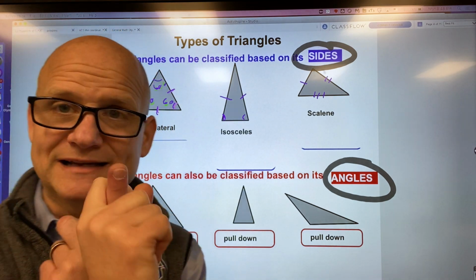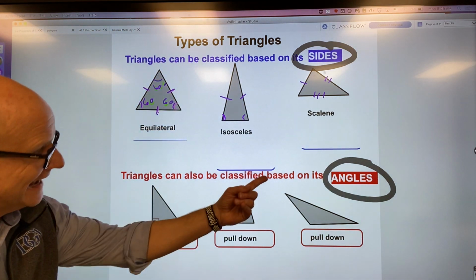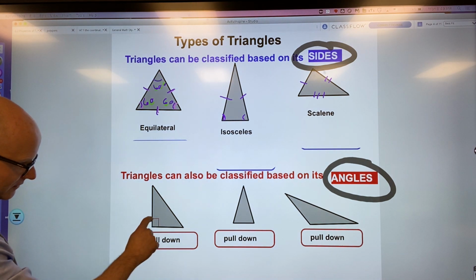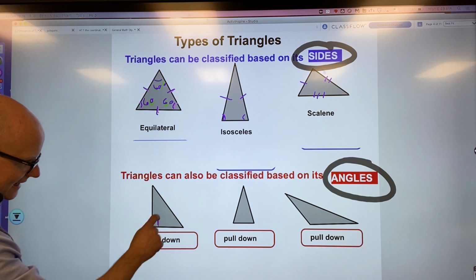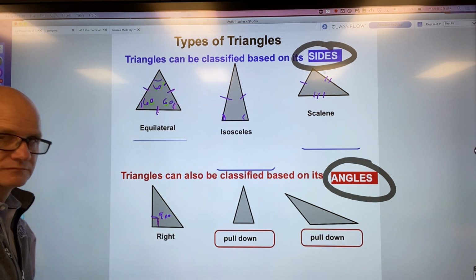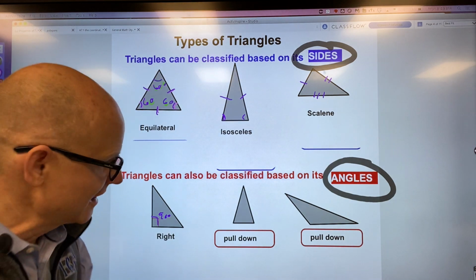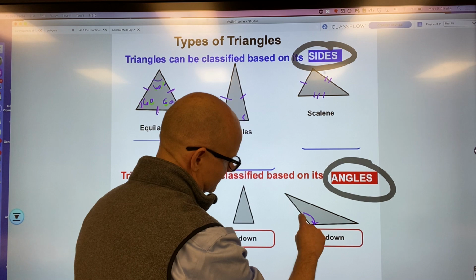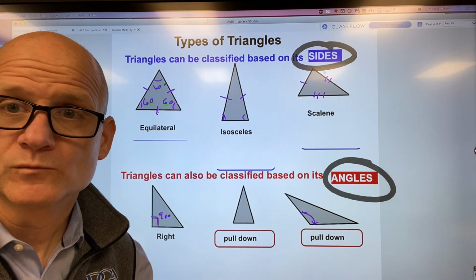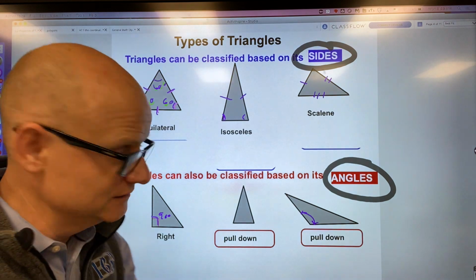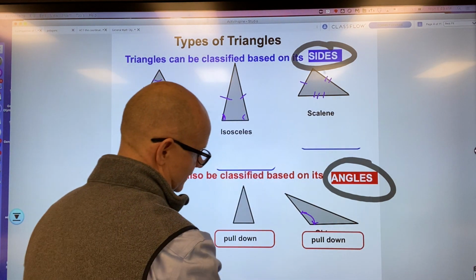So triangles are identified by sides, and then triangles are also identified by angles. Whenever you have a triangle with a right angle, you know that by the little box, that means 90 degrees. Whenever you have a triangle that has a right angle, well, that's known as a right triangle. And whenever you have a triangle that has an angle that's bigger than a right angle, an obtuse angle, so you guys should know that an obtuse angle is bigger than 90 degrees. Well, that's called an obtuse triangle.